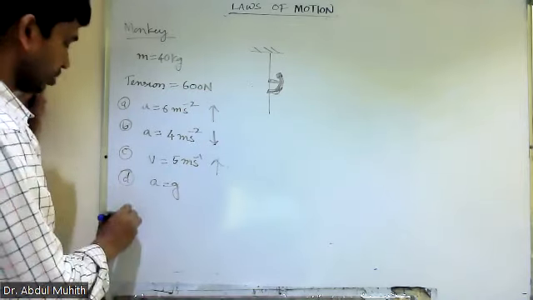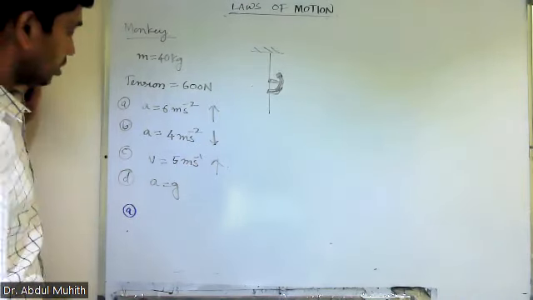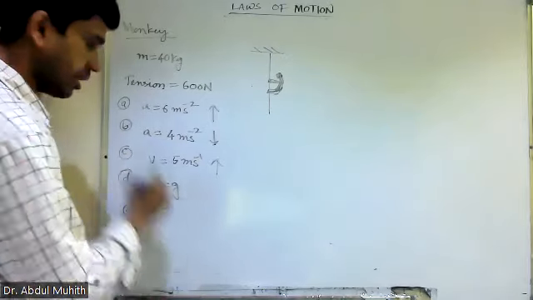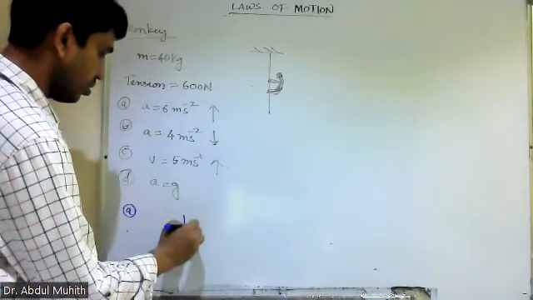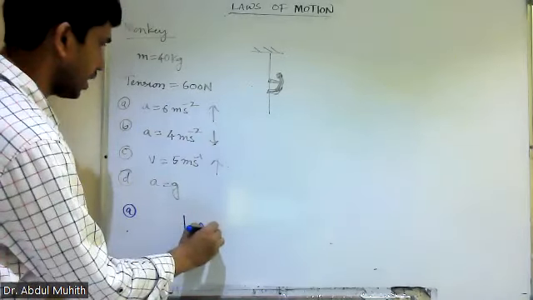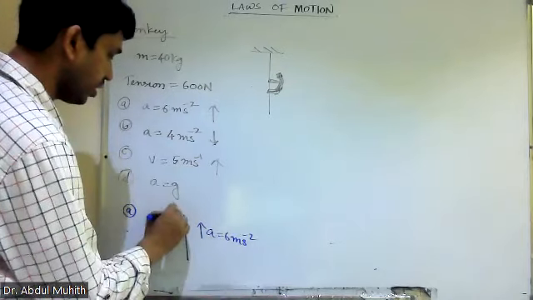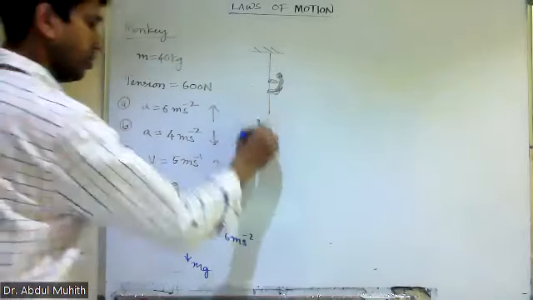Here, the first case, what will happen? It's like a lift problem only, the same as the lift. Now, it is going up with acceleration a equal to 6 meters per second square. Tension is T, and mg is acting downwards. So what will happen now?